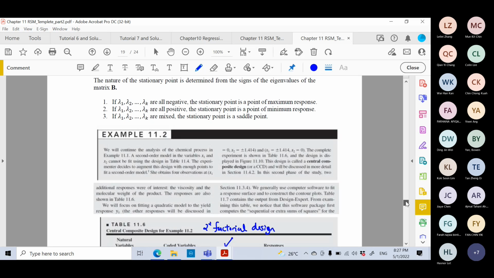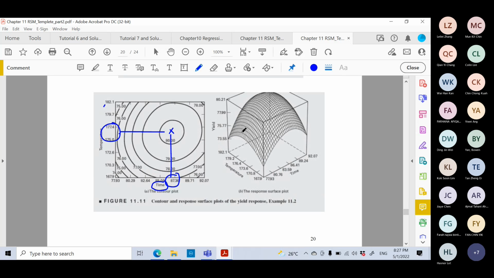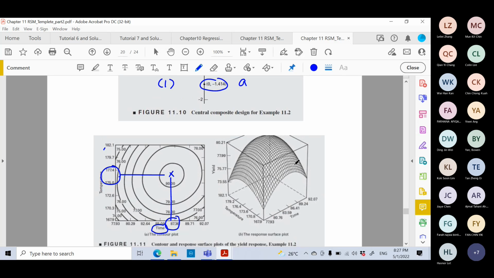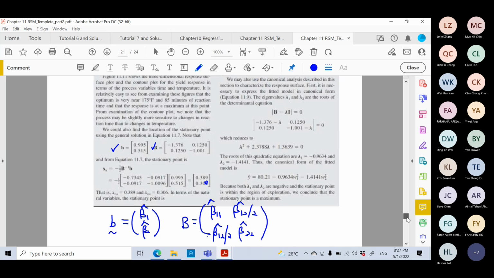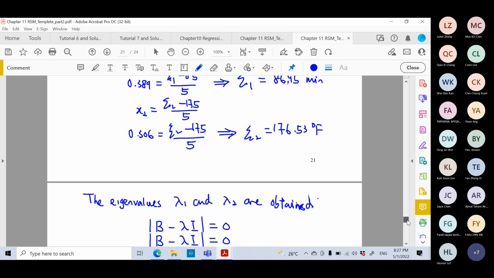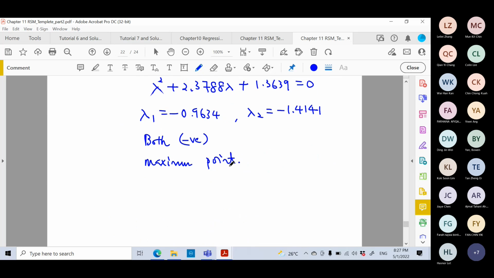This can be confirmed from your contour plot. If you're able to draw it using the software, then you can see the maximum. If you cannot illustrate it here, then of course we need to do the calculation to identify whether this point is a maximum or a minimum point. Okay, so actually this is the maximum point.